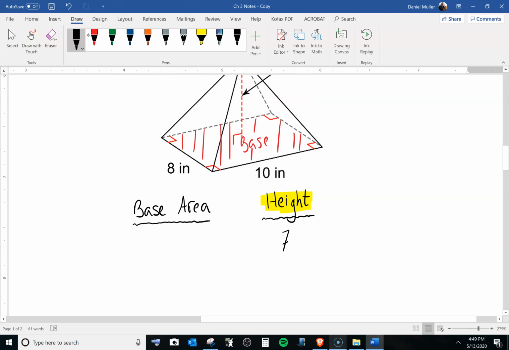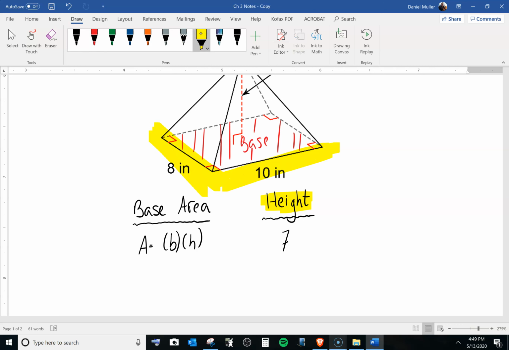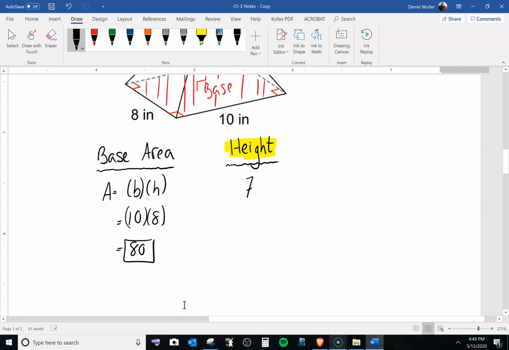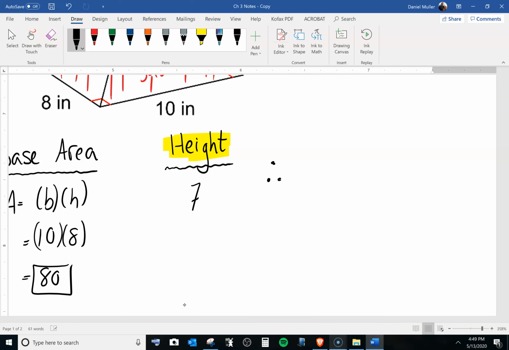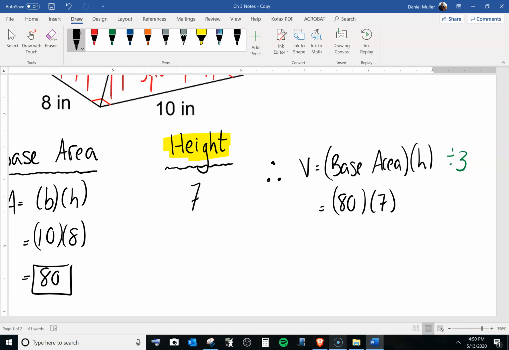And the base area, it's a rectangle, so base times height. So we have a base of 10, and it goes up at a height of 8. So 10 times 8, or you could have 8 times 10, doesn't matter. And I get 80. So therefore, what is our volume? Our volume is going to be our base area, as it always is, times our height, and then we need to divide whatever that answer is by 3 because it comes to a point. So we have 80 as our base area, times 7, and then divide that by 3. 80 times 7, well, 8 times 7 is 56, and then there's a 0, and divide that by 3.